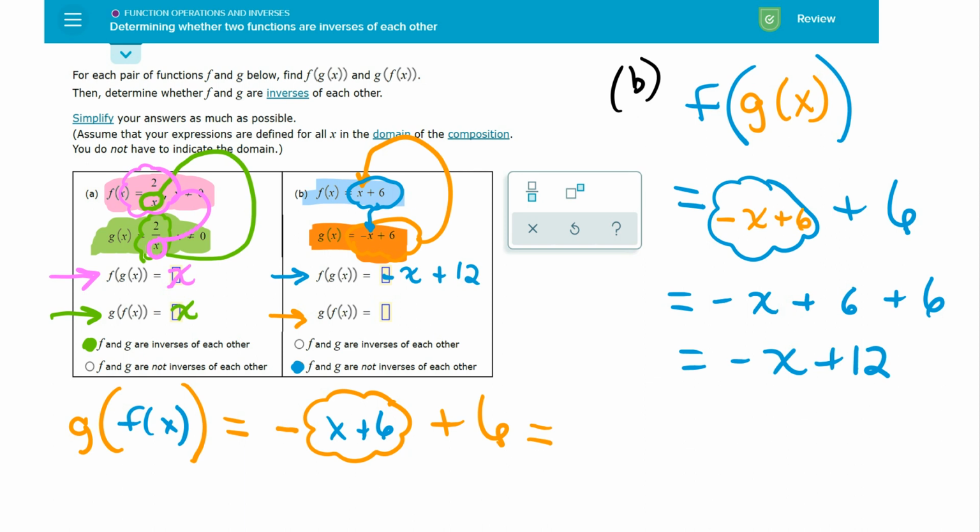If I distribute this minus sign, I'll get negative x minus 6 plus that other 6. These 6's cancel, so you're just left with negative x, and that's what goes right here. It has to be a positive x, not a negative x, so that too tells me that they are not inverses of each other. And I am done.